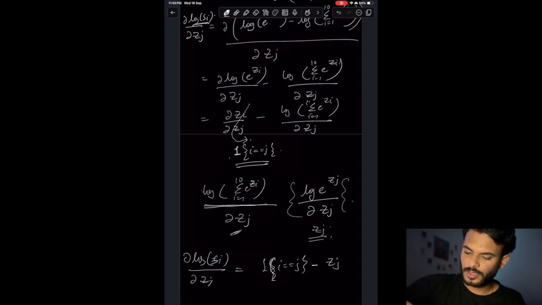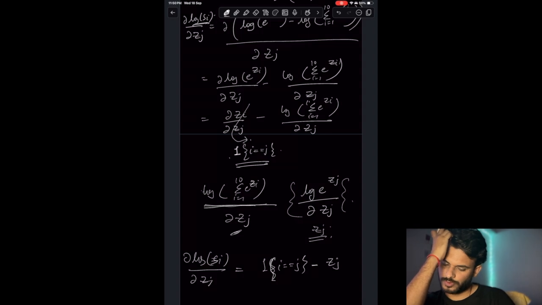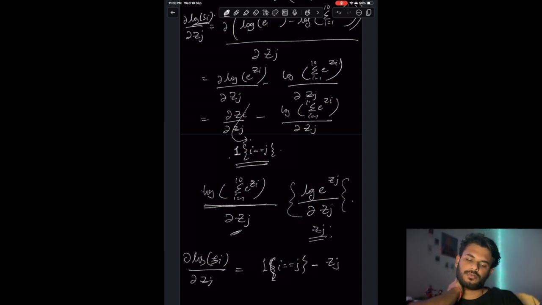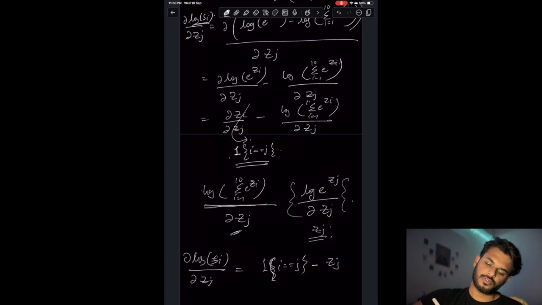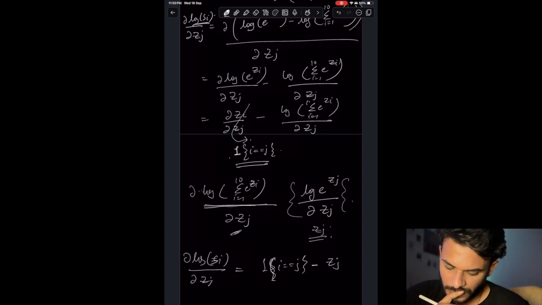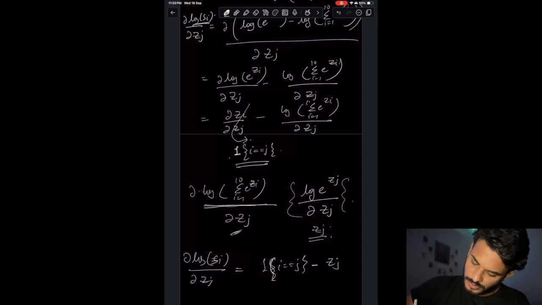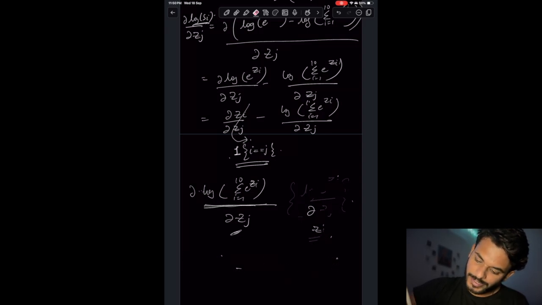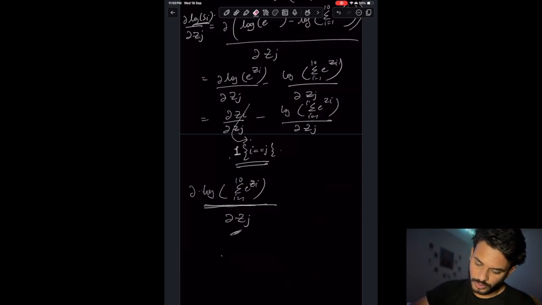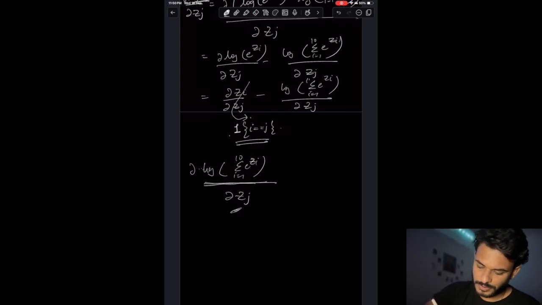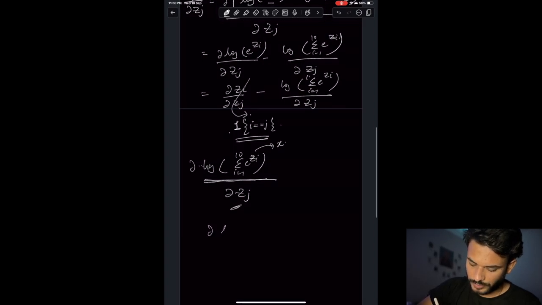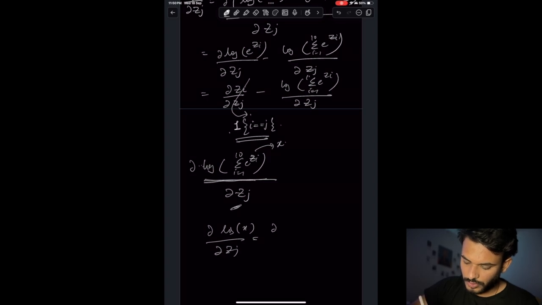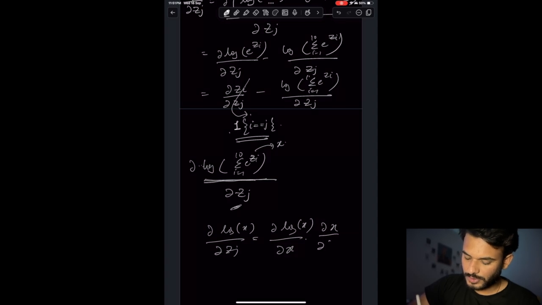Okay, but log of e, let me think once more. It is the derivative of log of all these, right? Oh, sorry, not like that. Yeah, my bad. It is the derivative of log, right? So you have to consider this term as some x. So it's basically del of log of x, and x is some function of dz. So you have to again apply the chain rule over here, so you have to define it with something like this, into del x by del zz.